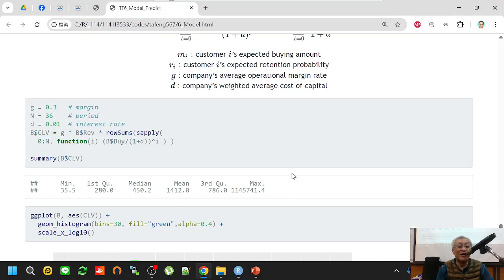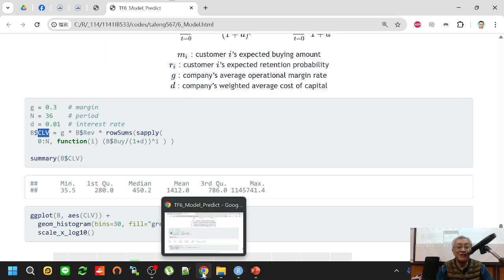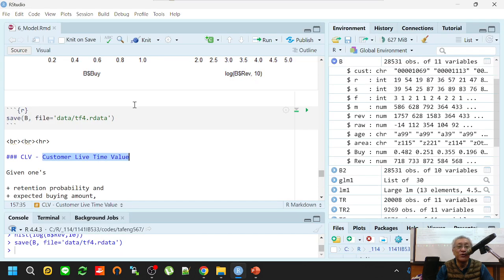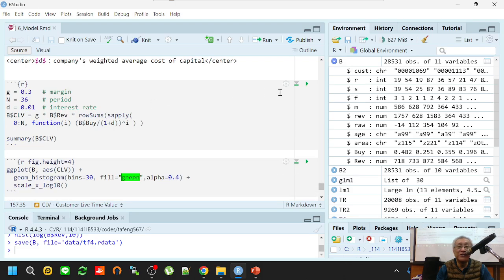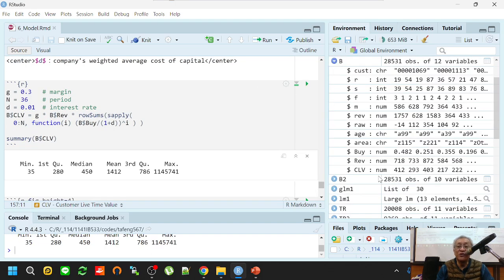Okay, so here we can calculate the CLV and put it in this column called CLV. Let's go back to RStudio. Now simply execute this code chunk, and then you see a CLV here, right? So now this data frame is very, very important because it already has the buying probability, expected revenue contribution, and also the lifetime value for most of your customers, right?